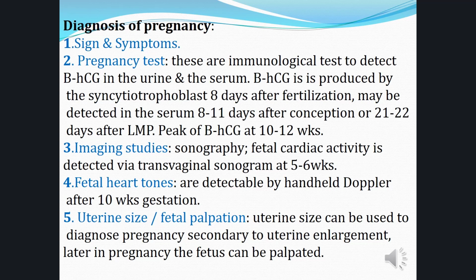Third, imaging studies. Sonography: fetal cardiac activity is detected via transvaginal sonogram at 5 to 6 weeks. Fourth, fetal heart tones are detectable by handheld Doppler after 10 weeks gestation. Fifth, uterine size and fetal palpation. Uterine size can be used to diagnose pregnancy secondary to uterine enlargement. Late in pregnancy, the fetus can be palpated.